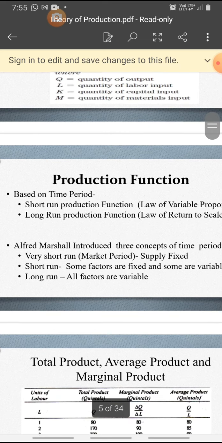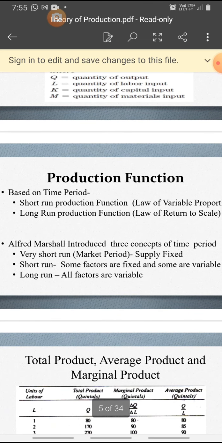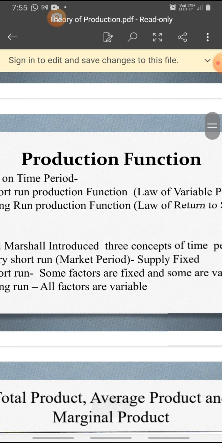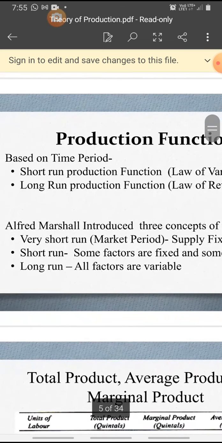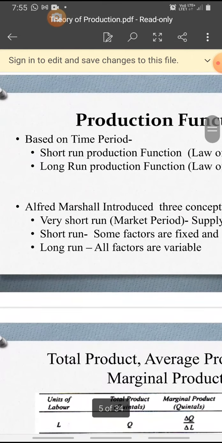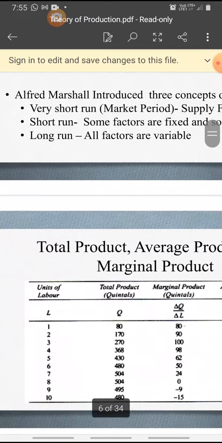Alfred Marshall introduced three time concepts, that is very short run, short run and long run. Very short run means a market period, where the supply is fixed. Short run means some factors are fixed and some are variable. Long run means all factors are variable.